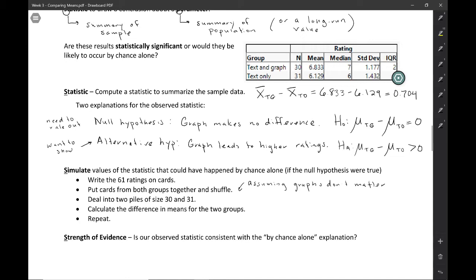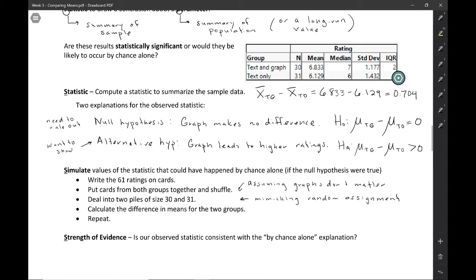Then I'm going to deal them into two piles, 30 and 31, just to match my original sample size. So at this step, I'm mimicking the random assignment process. So when we say just by chance in this example, we're saying just because of random assignment. Maybe they came out a little bit uneven just through random assignment.